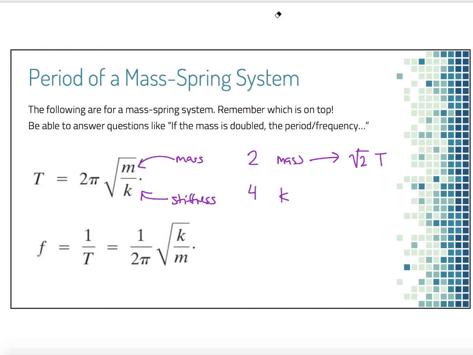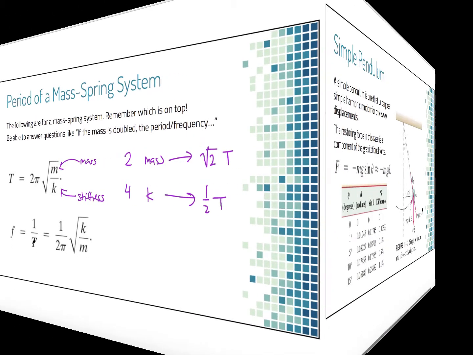Let's actually get rid of these x's. What does that do? Well, it's like plugging in a 4 here. So compared to the original k, what ends up happening? Well, if I quadruple the stiffness of the spring, I could put a 4 in here, and that would be pulled out as a half. So it's actually 1/2 the period. So a stiffer spring leads to a shorter period, and then you need to be able to translate that to frequency. A shorter period is a higher or faster frequency.